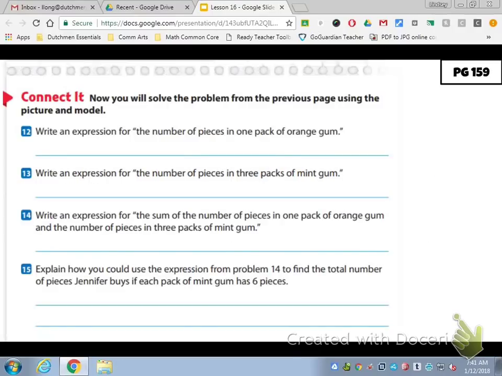So let's go through some of the questions. Now you will solve the problem from the previous page. Number 12 says, write an expression for the number of pieces in 1 pack of orange gum. So we're just focusing on the orange gum. How many pieces were there? Well, there were 8. So that would be our expression, just 8. It is what kind of a number? It is a constant because that 8's not going to change. It's going to stay the 8.